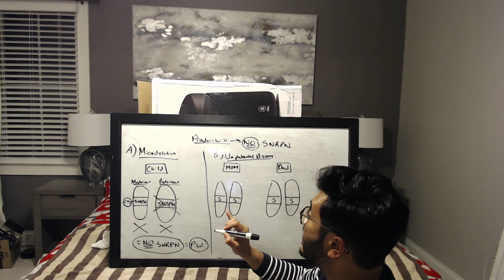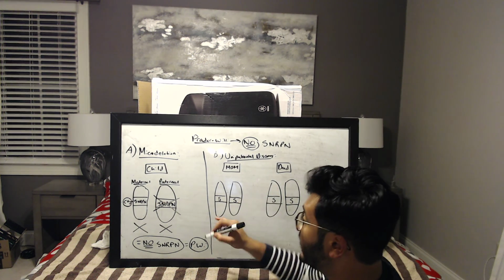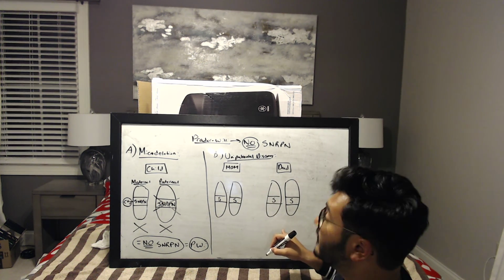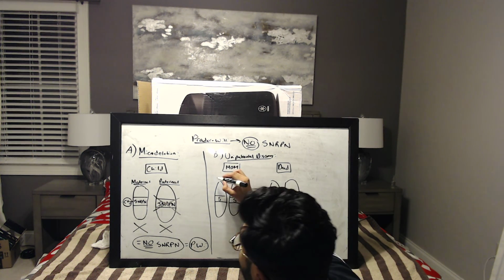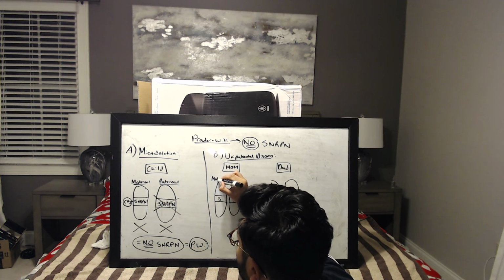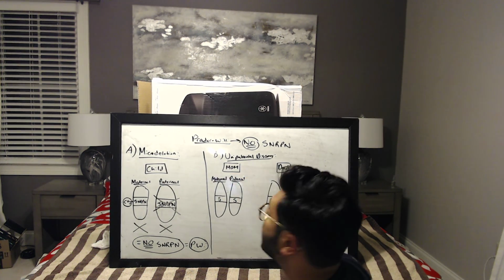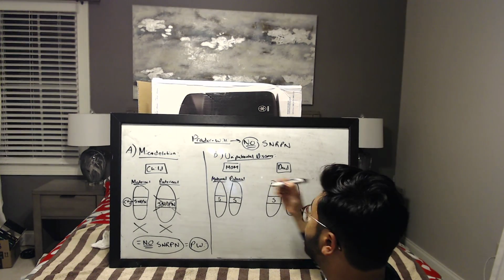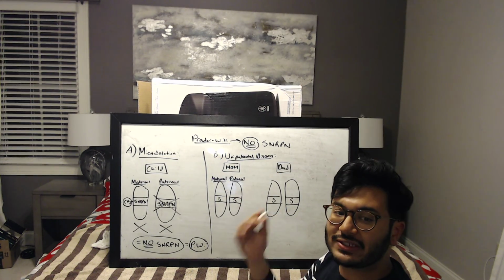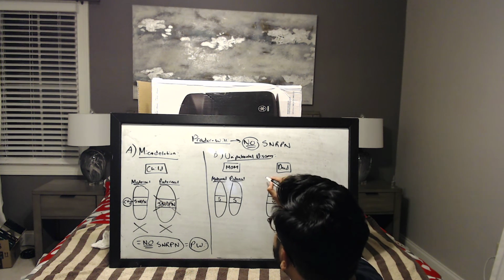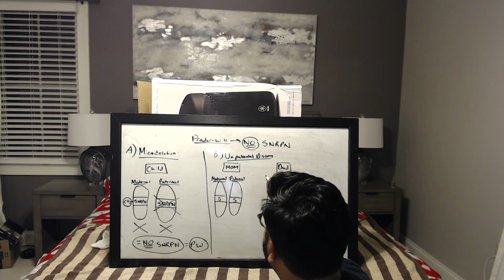So the mom and the dad are each going to have two copies of the gene, correct? So here's the thing. The mom and the dad are also each going to have a maternal and a paternal copy of the gene that they inherited from their parents, right? So you have to go a couple generations back for this to make sense. So they each have a maternal and a paternal copy.